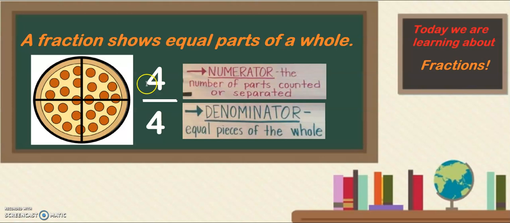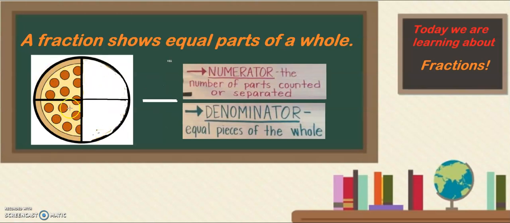Now, what would happen if I ate 1 of those pieces of pizza? What would our fraction be of how many pieces of pizza are left? Our denominator would still be 4, because we had 4 equal pieces of the whole. And we're counting, so our top will be our numerator, the number of parts counted or separated. The parts we're counting are the parts that are still left. So we have 1 part left, 2, 3 pieces of pizza still left. So we have 3 over 4, or 3/4 of the pizza left.